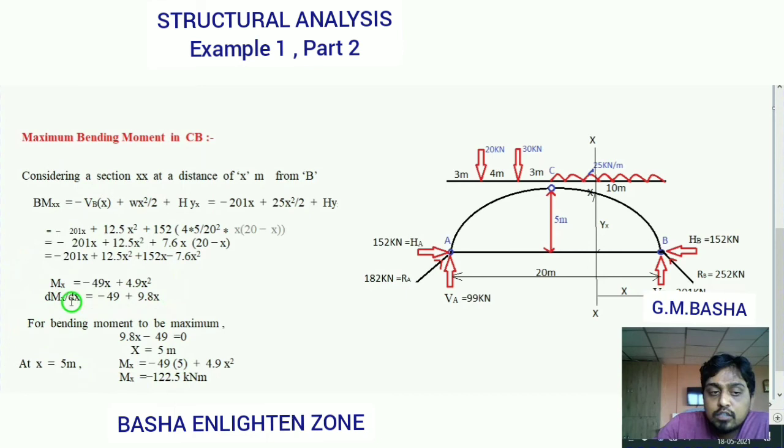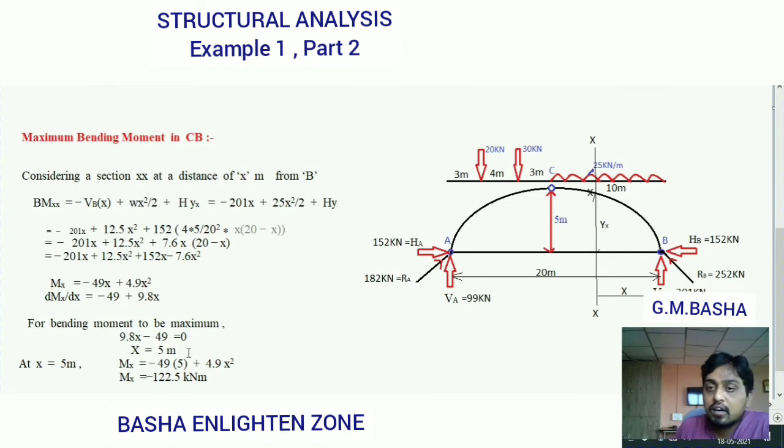So after taking this value as 0, you get 9.8x minus 49 equal to 0. Sending that outside, x equals 49 by 9.8. You will get x value equal to 5 meters. If you simplify that, you will get x equal to 5 meters. So here you get confirmation that our maximum bending moment will be at a distance of 5 meters from the support, on the right half of the span.